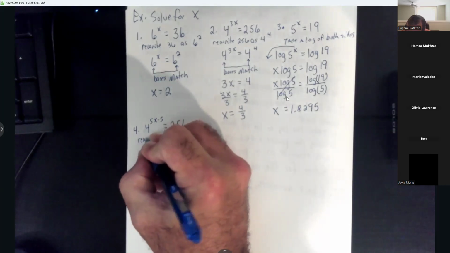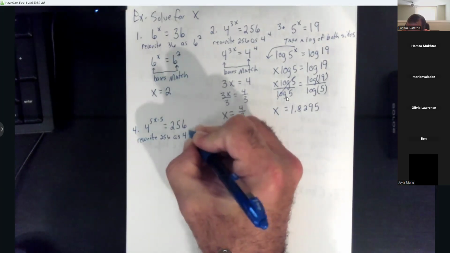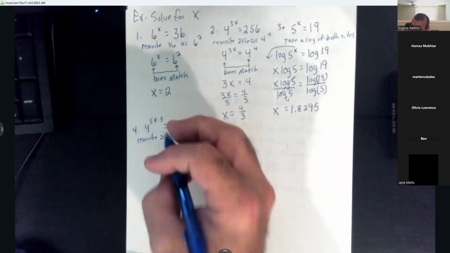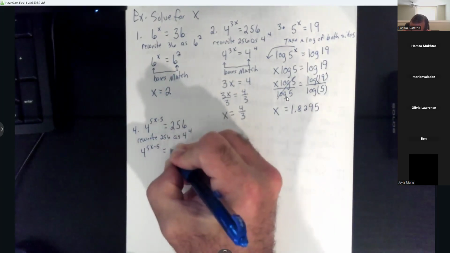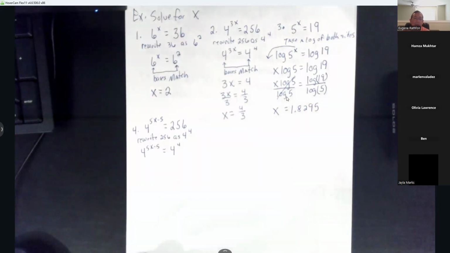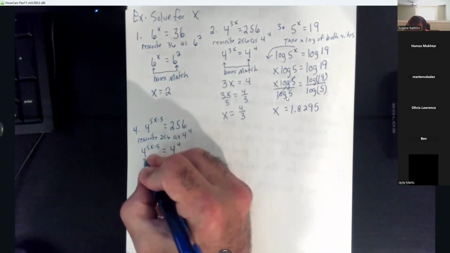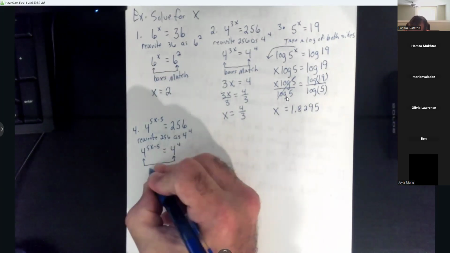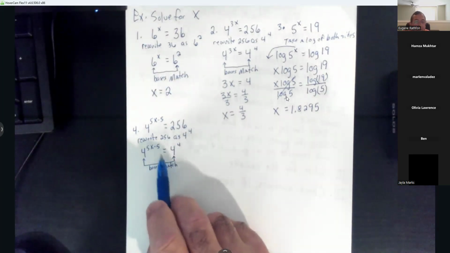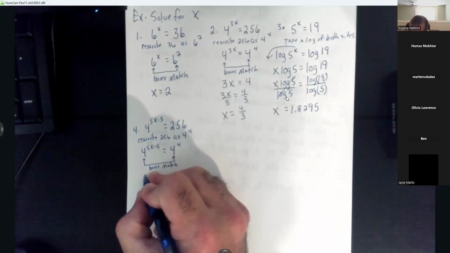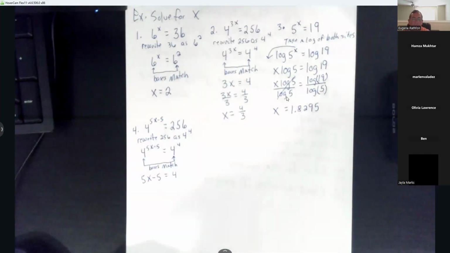So once again, I'm going to rewrite 256 as 4 to the fourth power. So the left side, I got my 4 to the 5x minus 5. That's going to equal 4 to the fourth power. So we're happy now, right? We got the same bases. So my bases match. And y'all, since the bases match, that means the exponents are equal. So 5x minus 5 has to equal 4.